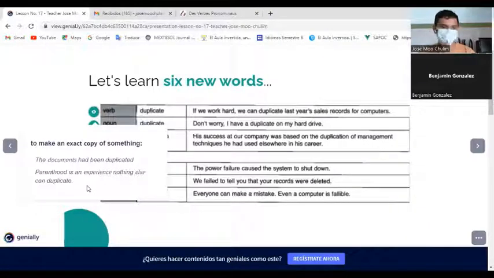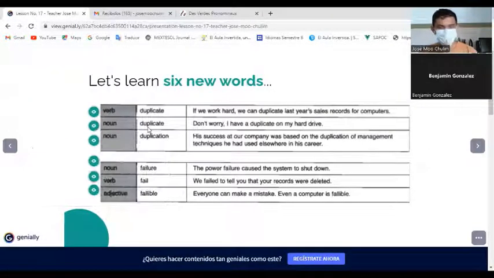Okay, can you please read this example? Yes, the documents have been duplicated. Parenthood is an experience nothing else can duplicate. Okay, excellent. Thank you. The documents have been duplicated, and parenthood is an experience nothing else can duplicate. Okay, muy bien. Entonces tenemos que duplicate, it's a verb, un verbo, and it means to make an exact copy of something. Hacer una copia exacta de algo.